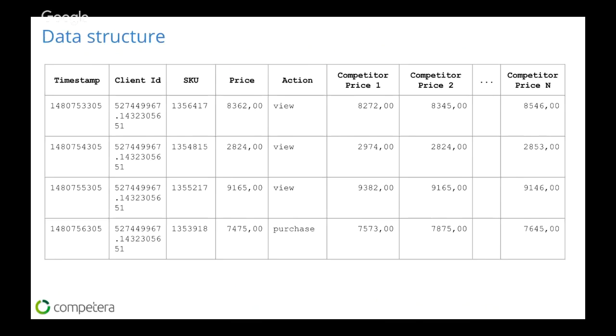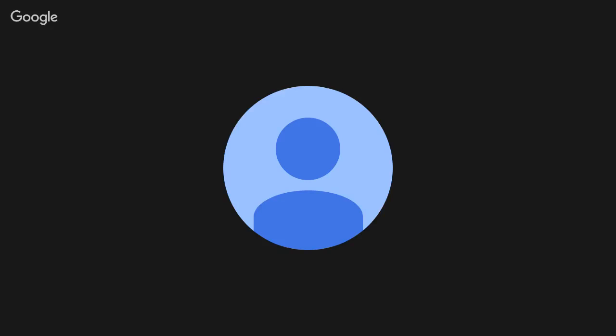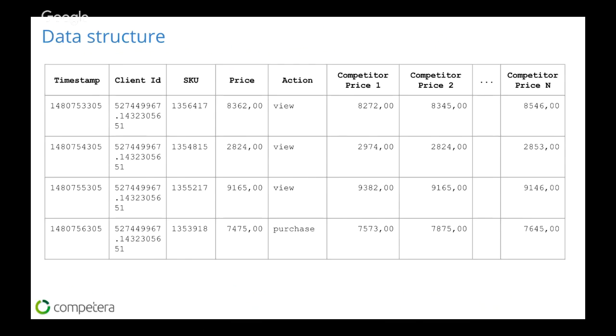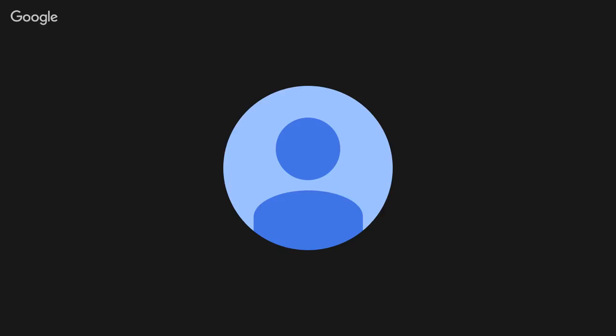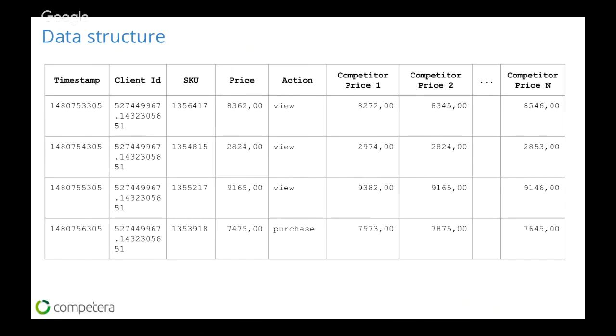In the end, we'd like to do further analysis, so we need to get the data in the following structure. We need the timestamp, which is a Unix time identifier for every click, for everything that has been done on the website, or the timestamp when we get the competitor price.